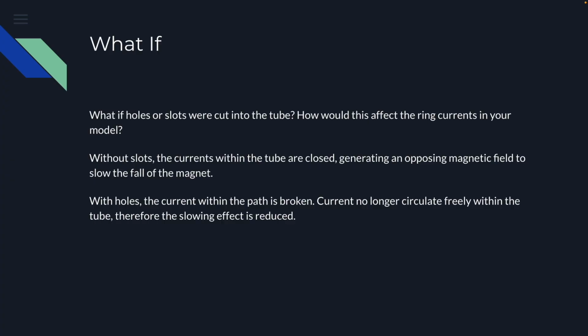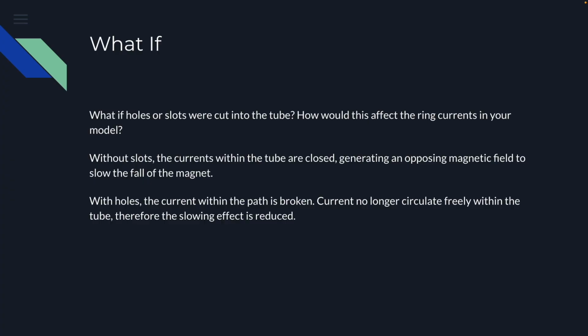What if? What if holes or slots were cut into the tube? How would this affect the ring's currents in your model? Without slots, the currents within the tubes are closed, generating opposing magnetic field to slow the fall of the magnet. With holes, the current within the path is broken. Current no longer circulates freely within the tube, therefore the slowing effect is reduced.